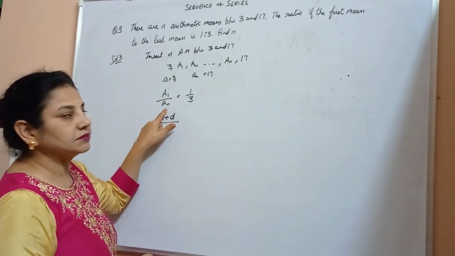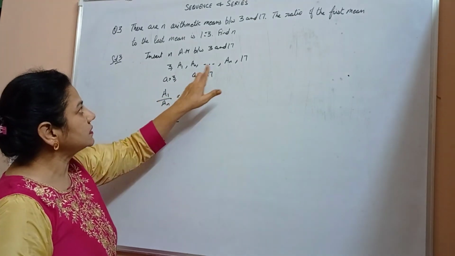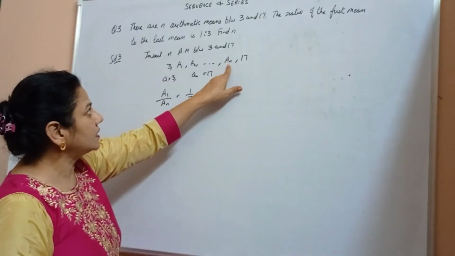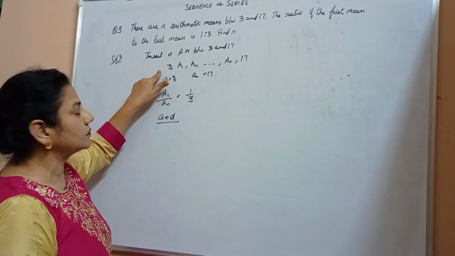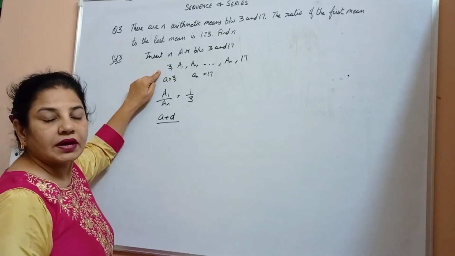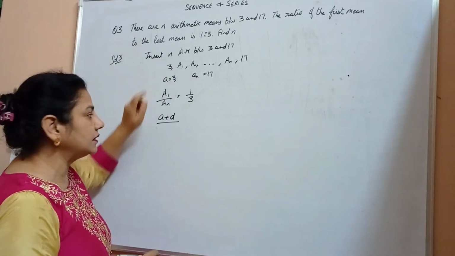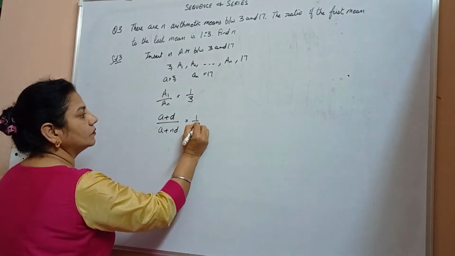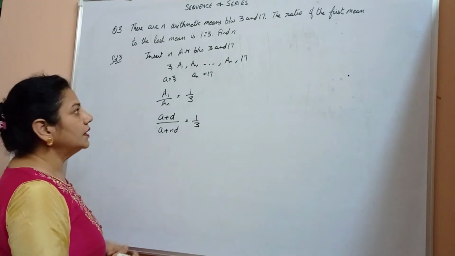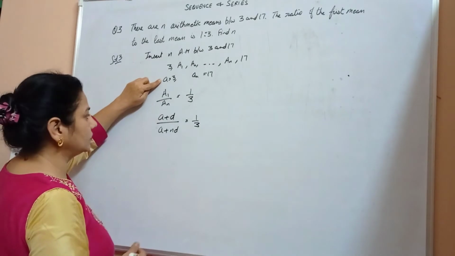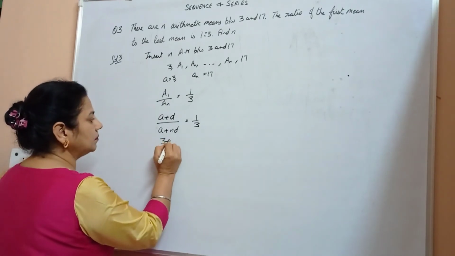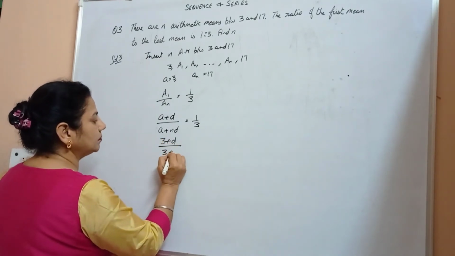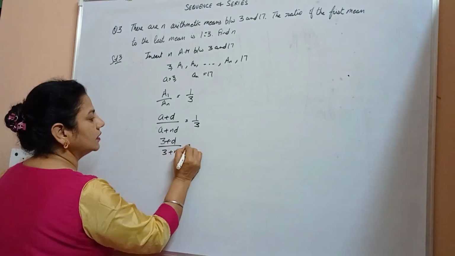And the last term means the last arithmetic mean. So for the last arithmetic mean, there are n plus 1 terms, given as a plus nd. So (a plus d) by (a plus nd) is equal to 1 by 3. Here the first term is 3, so substitute 3: (3 plus d) by (3 plus nd) equals 1 by 3.